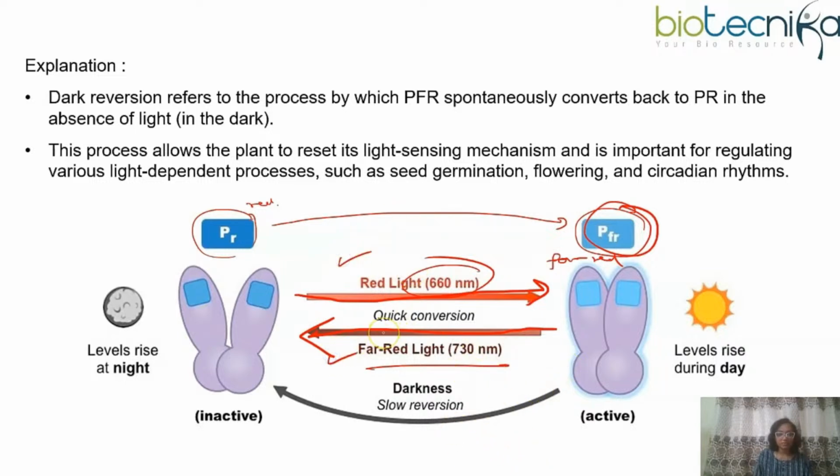Both these conversions, PR to PFR and PFR to PR, in presence of red and far red light respectively, needed some wavelength of light. Red light is 660, far red is 730. So these conversions happen in presence of light. But if PFR is kept in darkness, then it's a very slow reversion back to PR. If PFR gets far red light, then it's a very quick reversion to PR. But PFR under complete darkness slowly reverts back to PR, right?